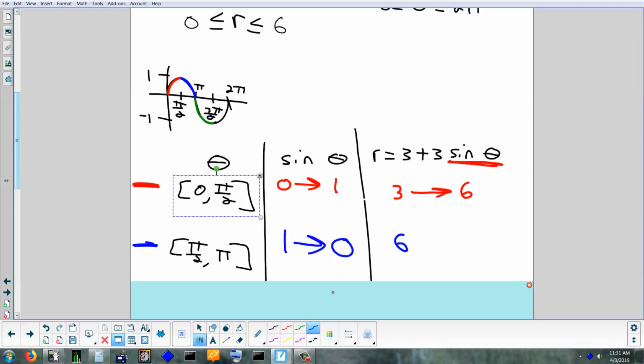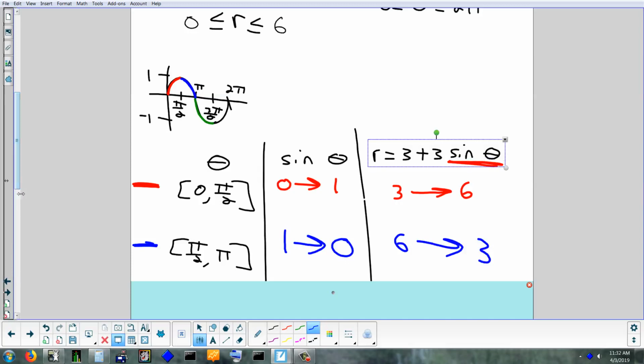It's going to start at 6 because the sine value starts at 1: 1 times 3 plus 3. Where is the radius going to end? Well, look at where sine ends. At the end of the blue section, the sine value is 0. 3 times 0 plus 3 is 3. So now the radius is shrinking back to 3 in quadrant 2. Okay, let's look at the green section.